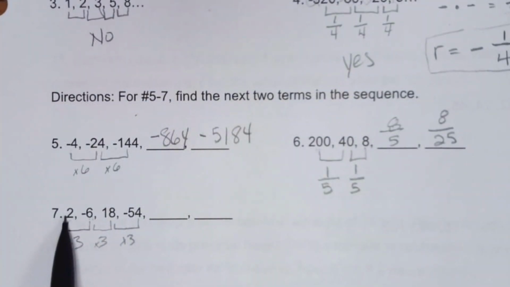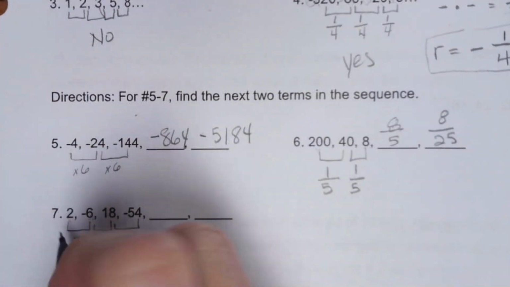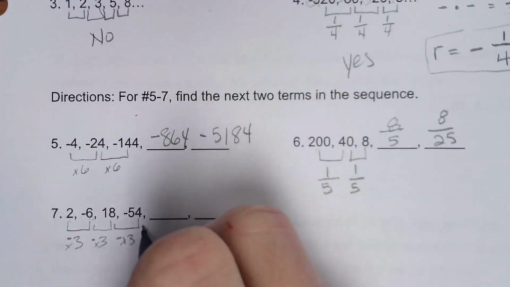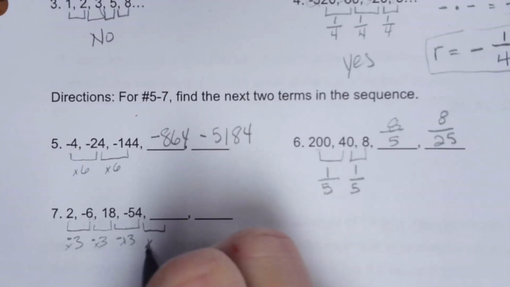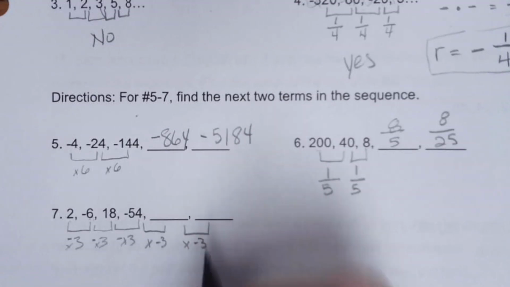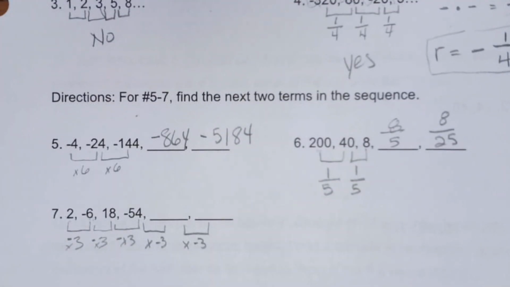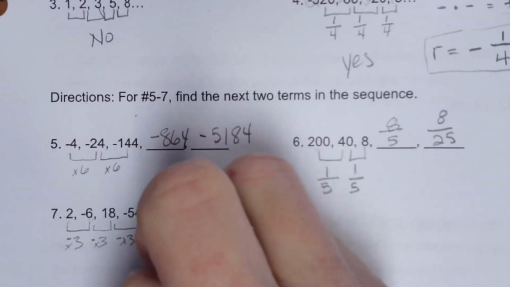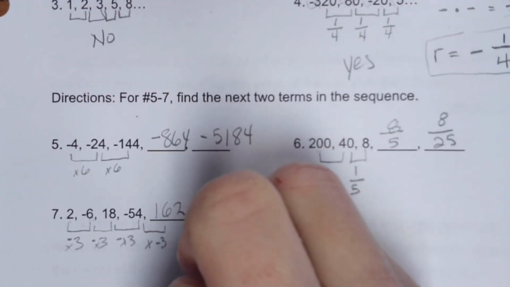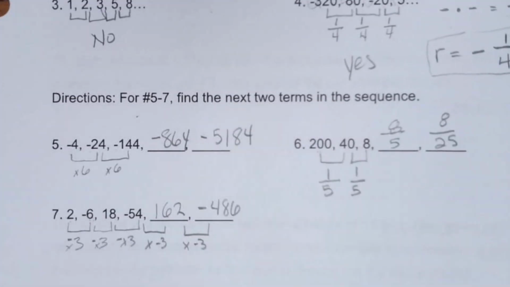Okay. I do notice that, hey, I go from positive to negative to positive to negative. So I'm going to be multiplying by a negative 3. So negative 54 times negative 3. And then that number times negative 3. My bad. So I'm going to have 162. And then times that negative 3 again is going to give me a negative 486.